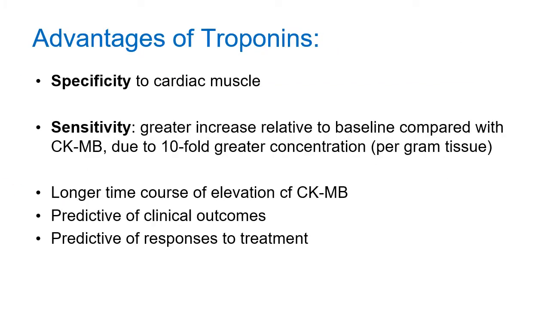So the advantages of troponins are specificity to cardiac muscle, sensitivity in that there is a greater increase relative to baseline compared with CKMB due to a 10-fold greater concentration per gram of tissue. As a consequence, there is a longer time course of elevation compared with other markers. Troponins are also predictive of clinical outcomes and predictive of response to treatment.